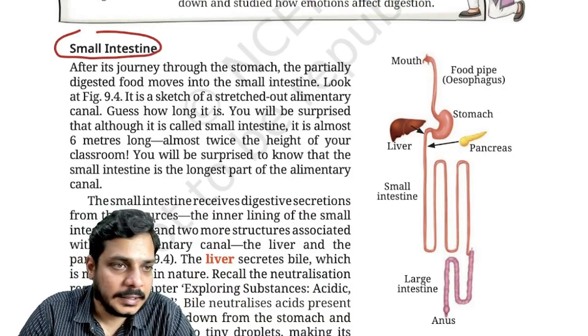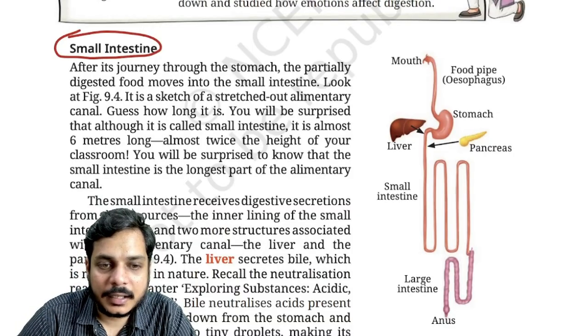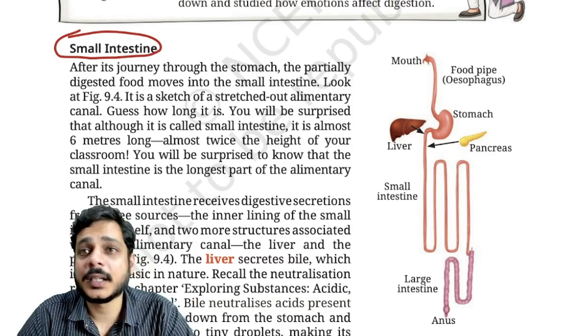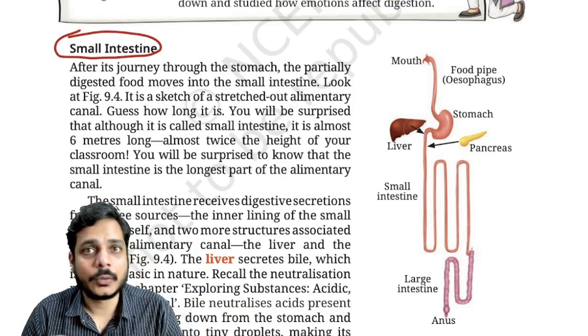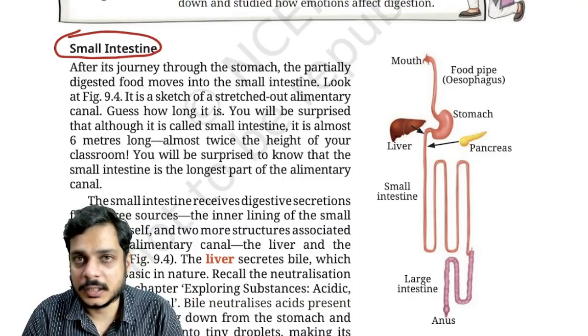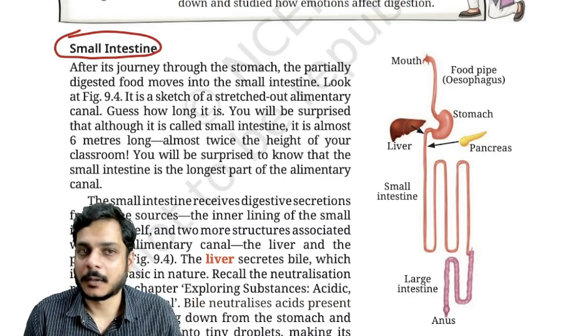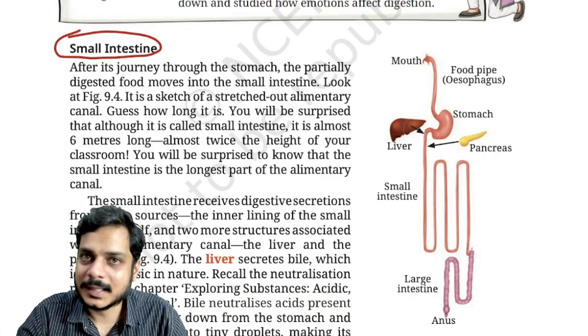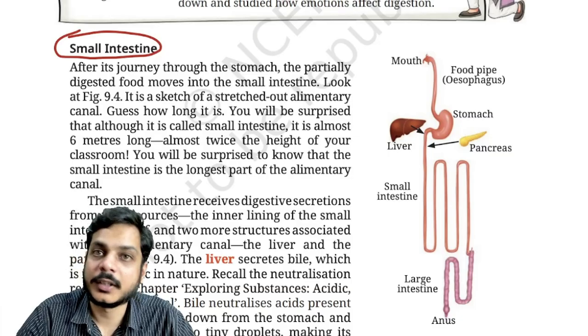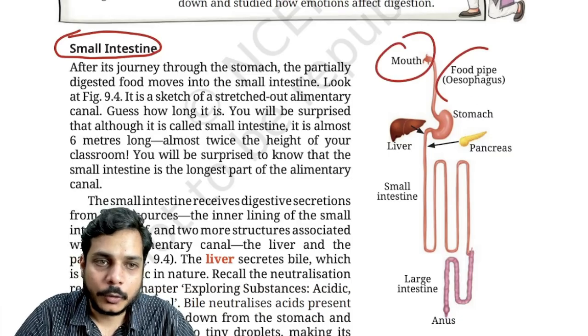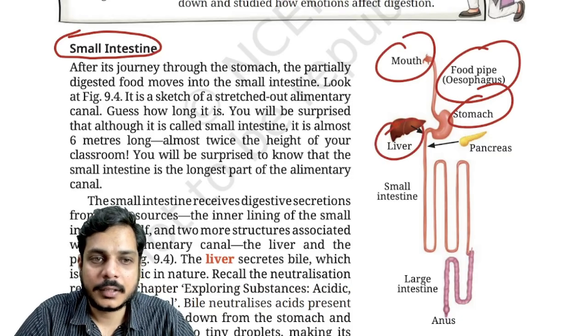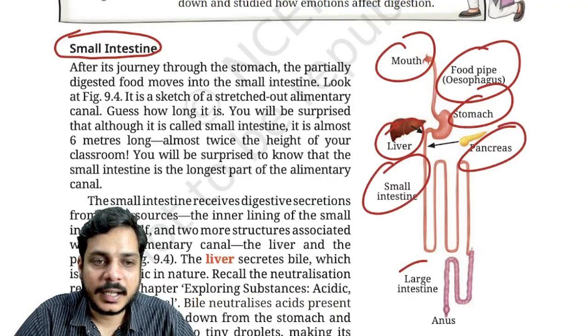Now this is the expanded alimentary canal. If it is stretched out, it is not appearing to us as the placement of organs normally would be within our body. They are just stretching it out so that it is clear for us to recognize all of the components: mouth, food pipe, stomach, liver, pancreas, small intestine, and large intestine.